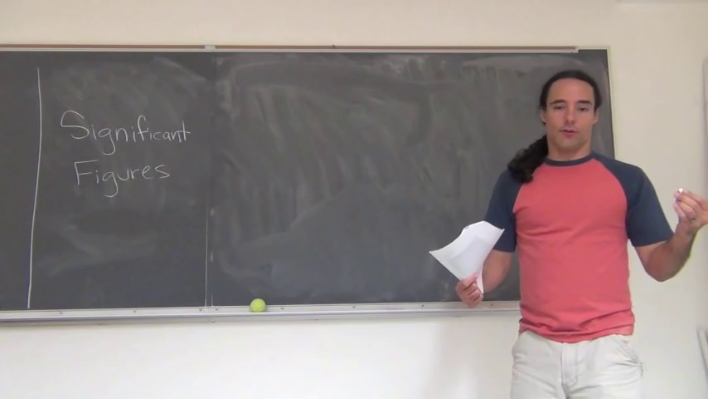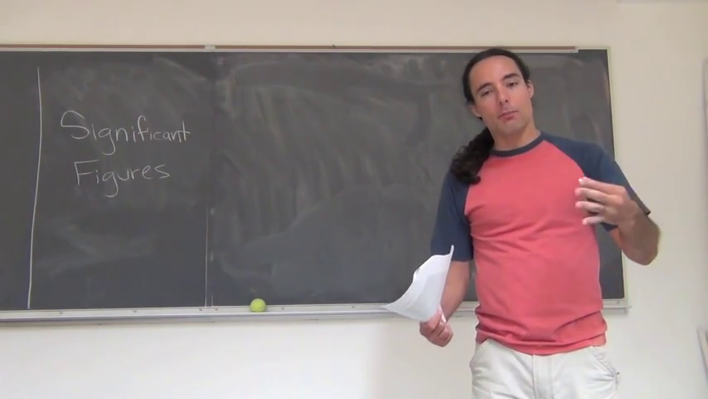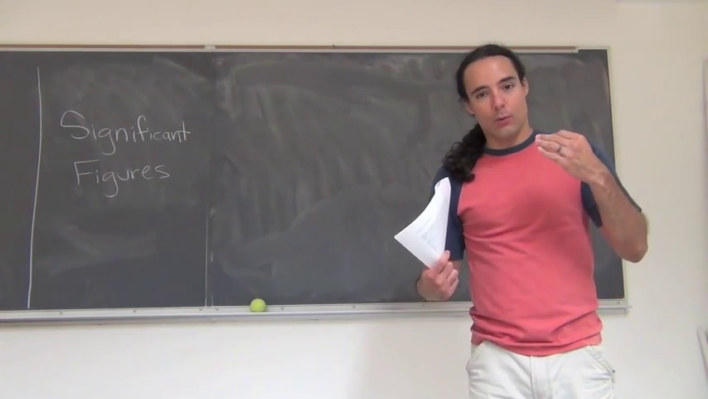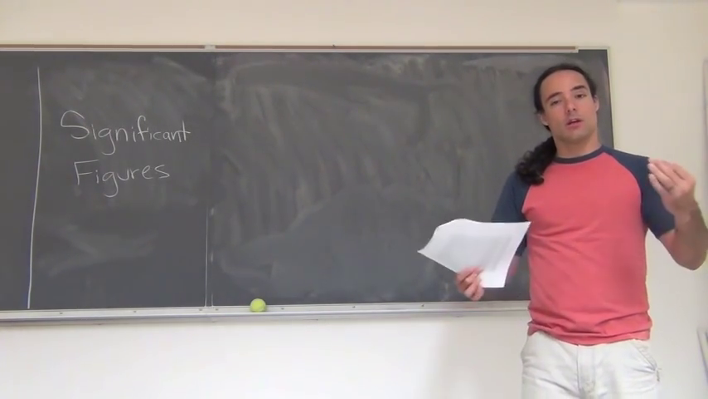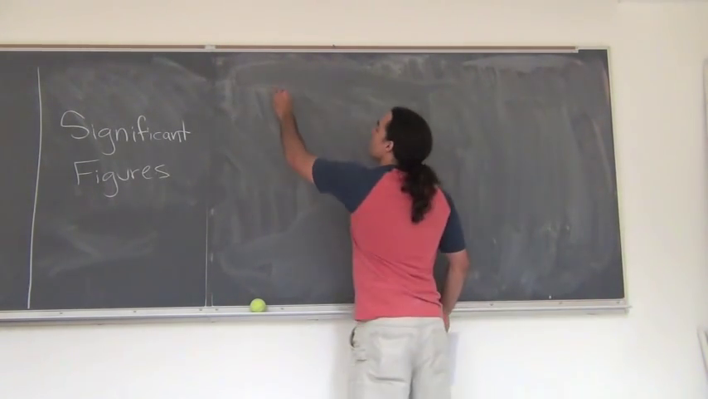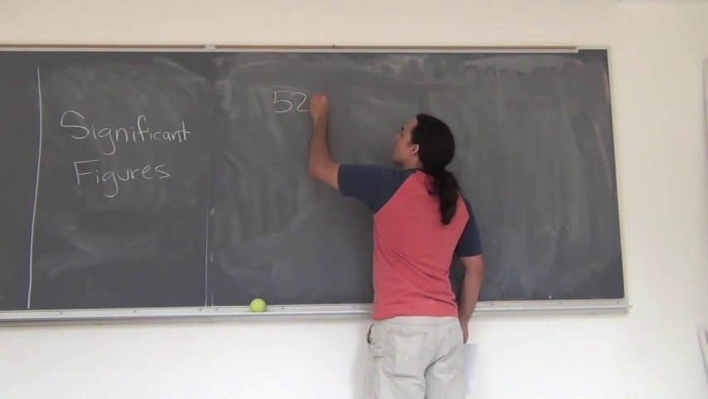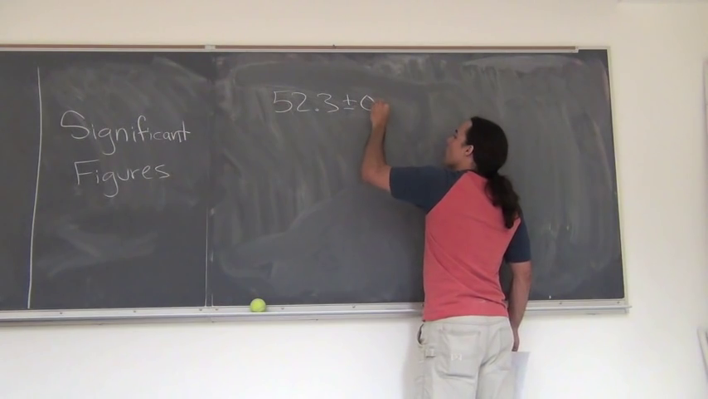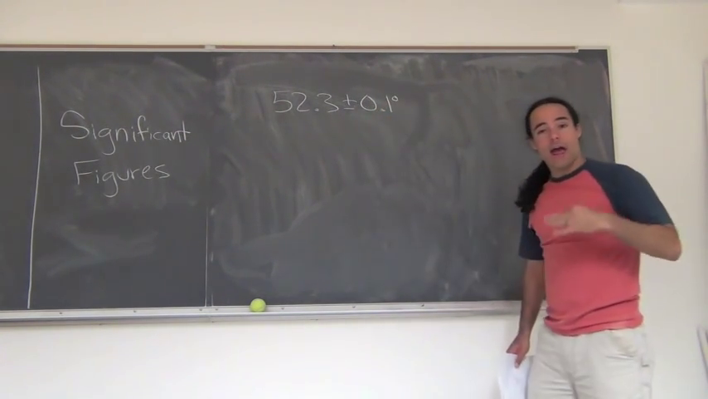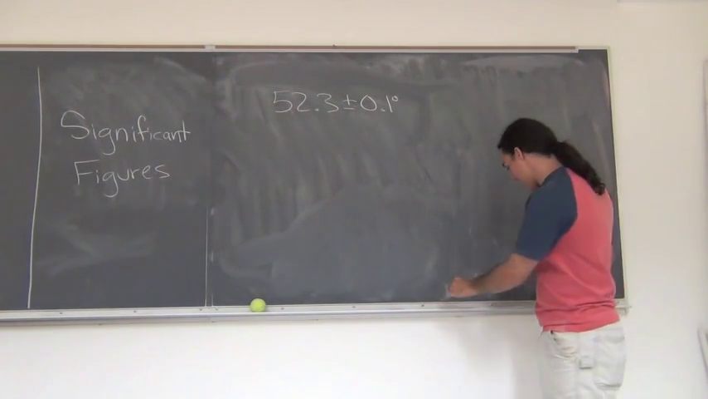What about functions? How do I figure out the number of significant figures as soon as I take an uncertain number and put it inside some function? Let's do an example. Suppose I measure an angle and I find it's 52.3 plus or minus 0.1 degrees. And I want to know what the sine of that angle is.